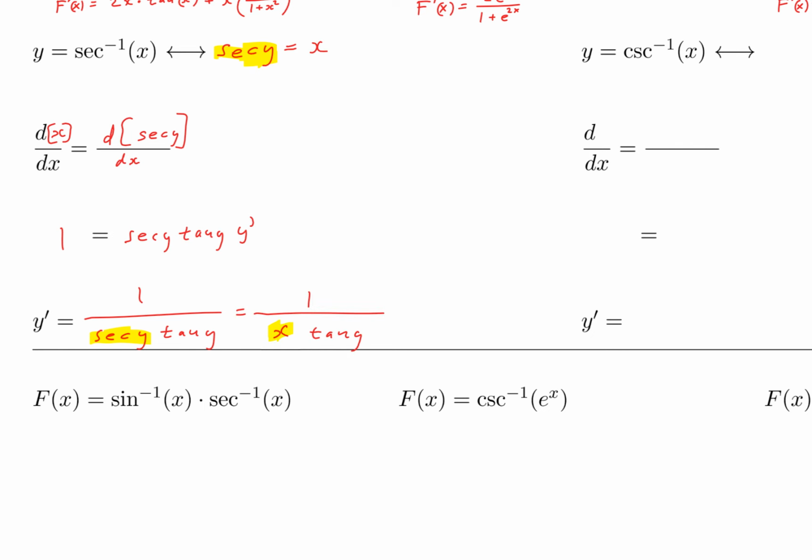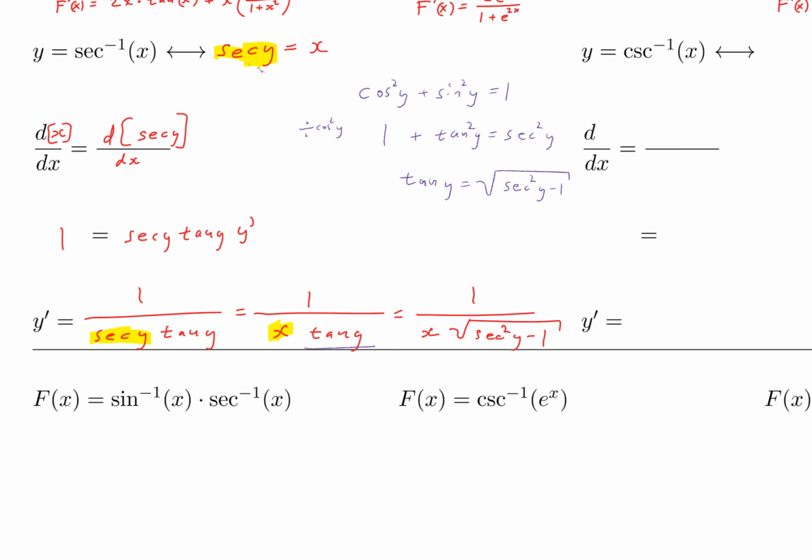We want to get the tan y in terms of secant so that we can substitute an x. And we use the Pythagorean theorem for this and divide through by cosine squared. And so we have this nice equation. All we got to do is solve for tan to plug it in, like so. So we plug that in and we get this guy here. And then we note, hey, secant y, that's the same thing as x. So we plug it in and get this result right here.